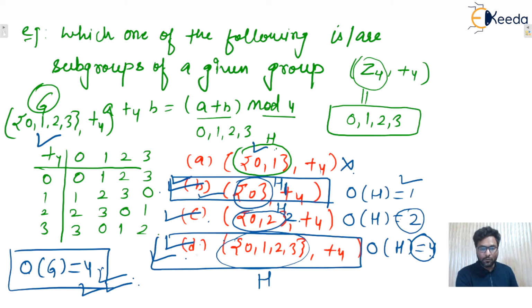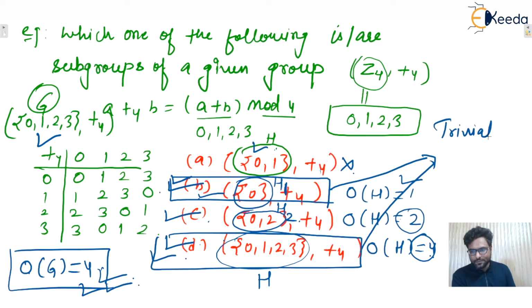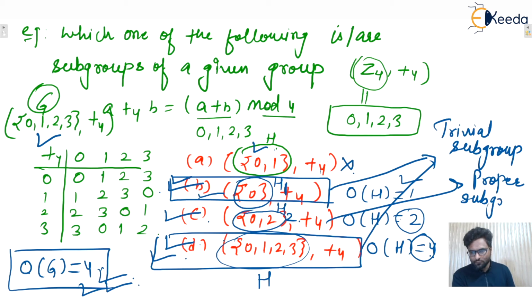and option C is a proper subgroup. So what is the meaning of trivial? Trivial means the same group is a subgroup of itself, and if we contain only the identity element, then that is also guaranteed to be a subgroup. So these are known as trivial. So here options B and D are known as trivial subgroups, and option C is known as a proper subgroup, isn't it?